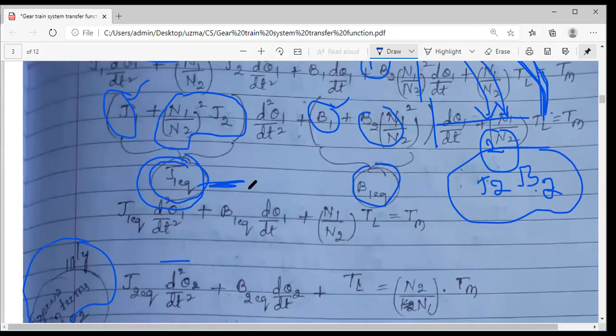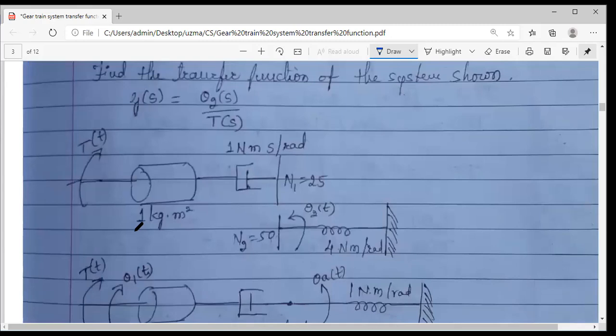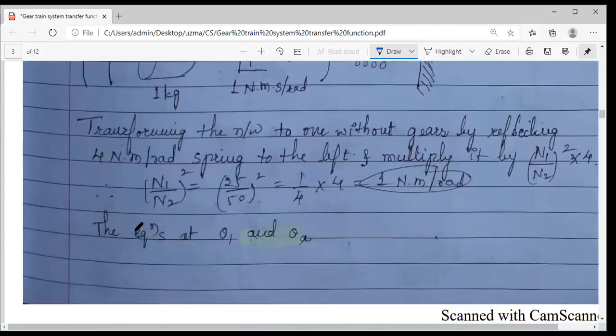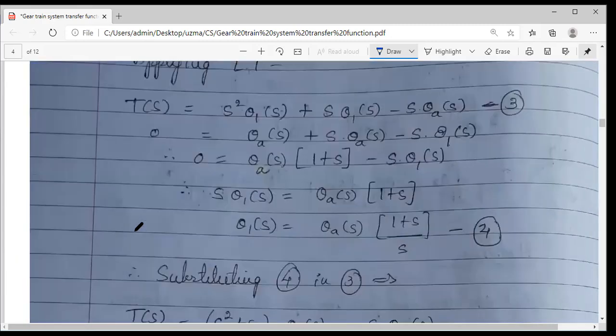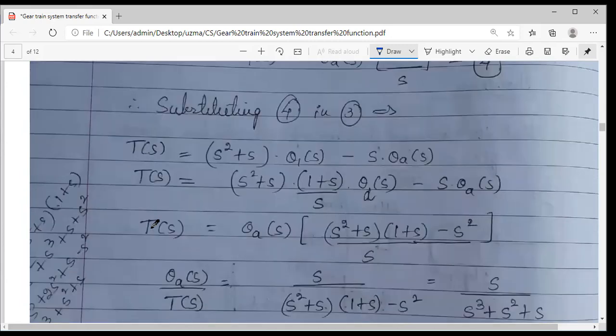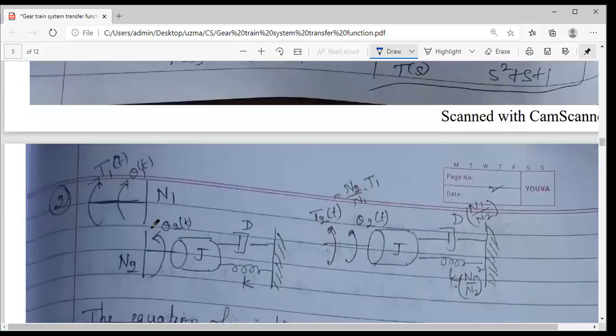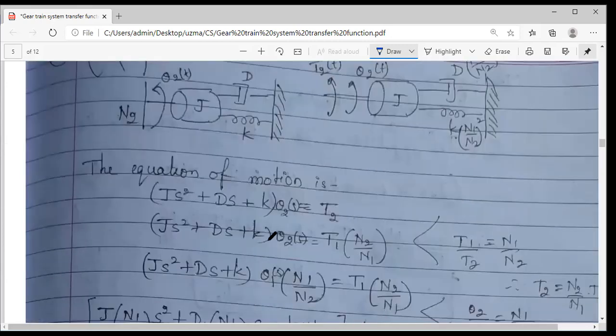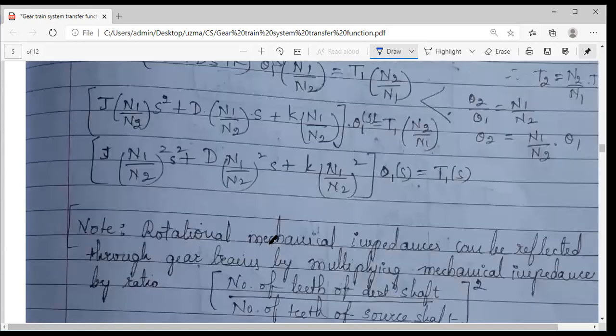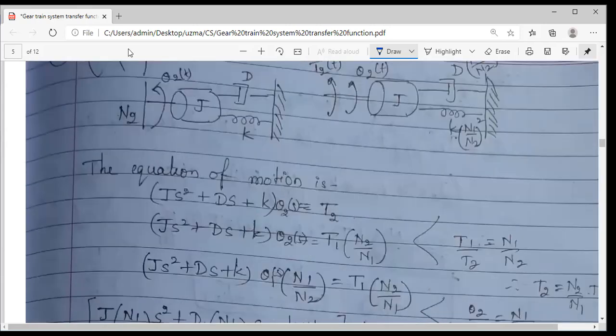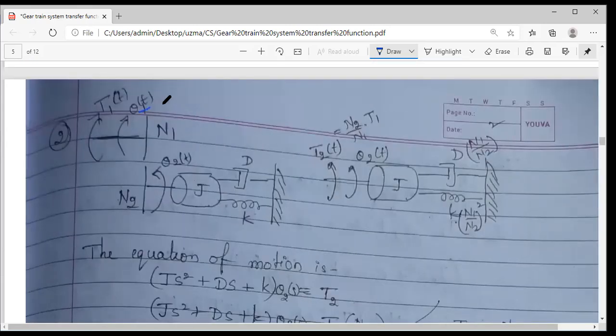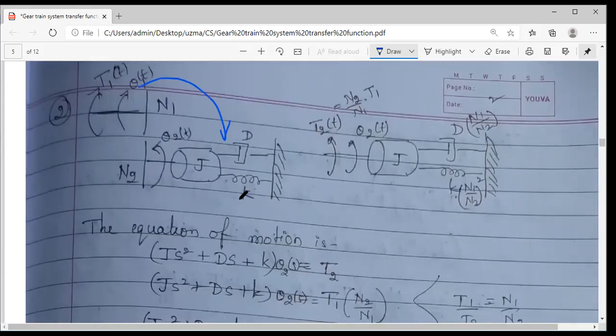We have seen two or three problems, and one problem was given as work to do. This problem was also solved in the class. You can see I have taken the ratio N1 by N2 here, source shaft and destination shaft. So this is your source, this is your destination.